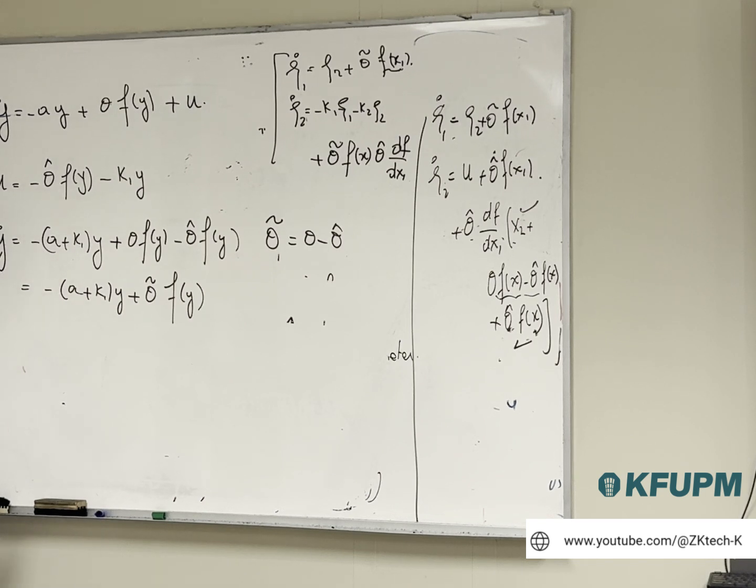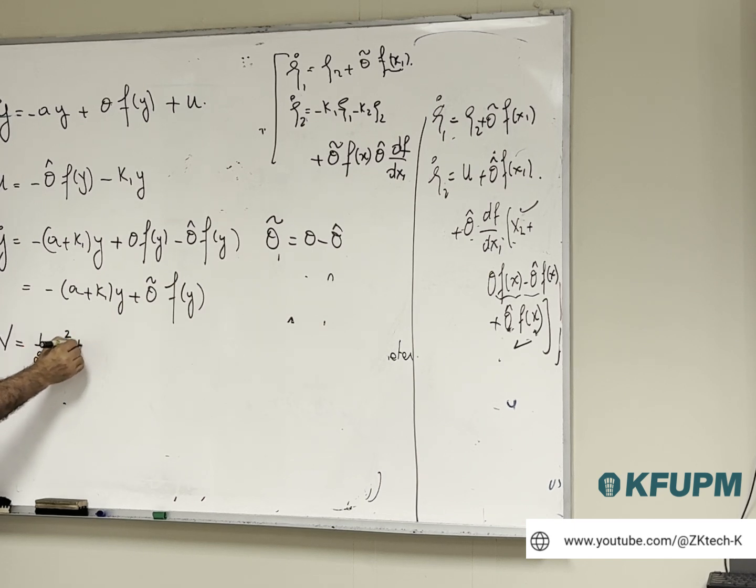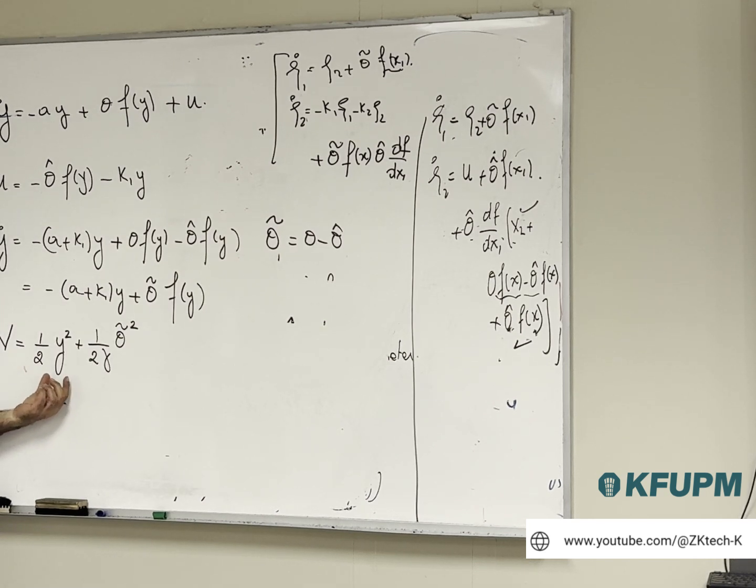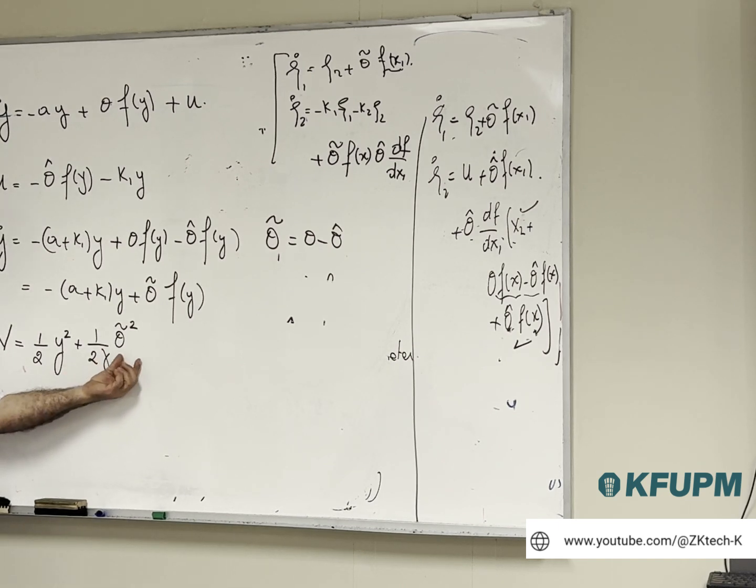Alright? So what I will do, I will put the Lyapunov function V, and I will say V will be equal to one half y squared plus 1 over 2 gamma multiplied by theta tilde squared. So in order for me to do stability, I will have to define a Lyapunov function that takes care of my states, and it takes care about the error of parameters that we have here. Up to now, everything is clear? Are you okay with this?